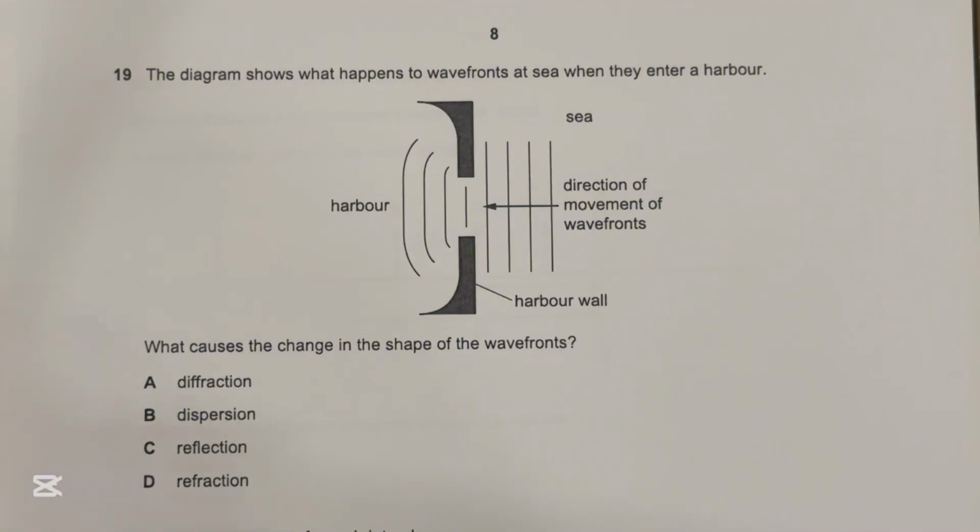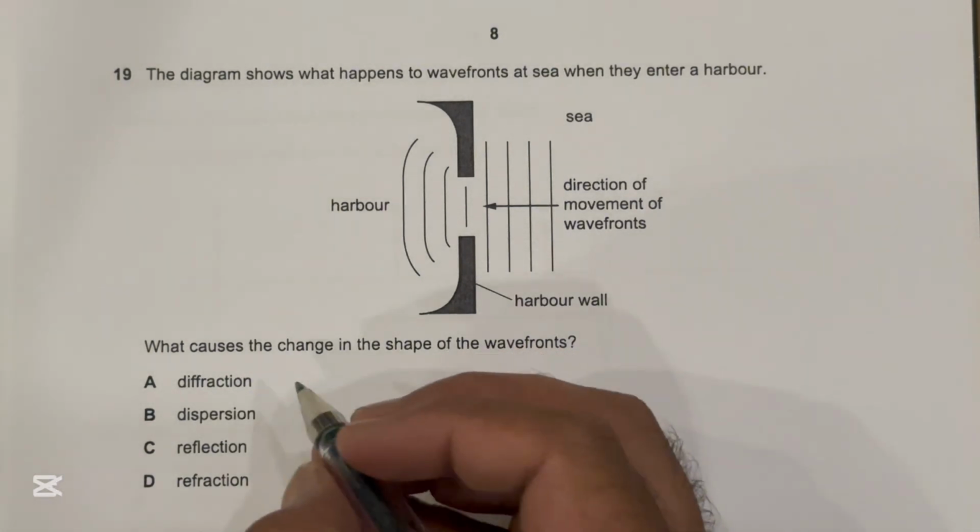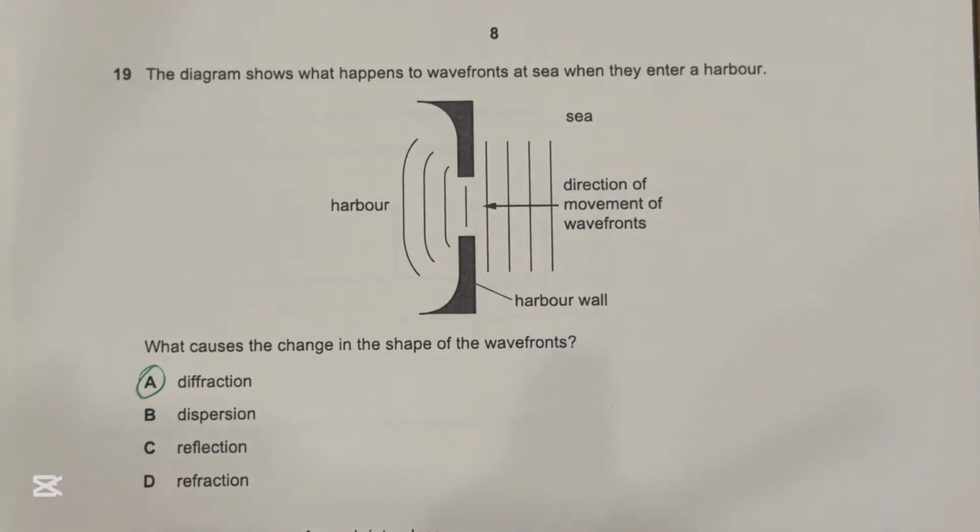The diagram shows what happens to the wavefronts at the sea when they enter a harbor. What causes the change in the shape of the wavefront? So it is an example of diffraction. When any obstacle comes, the wave bends. So option number A is the right choice.